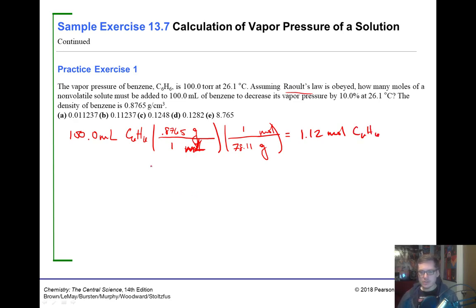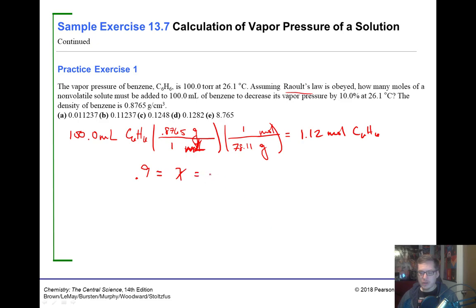So essentially, if you really think about what's going on here, we want it to be at 90, or we want it to decrease by 10%. If it decreases by 10%, then it would be at 90 torr, and 90 torr would be 90% of what we started with. So if we set 0.9 equal to our mole fraction, we should be good, right? That's exactly what we want to solve for.